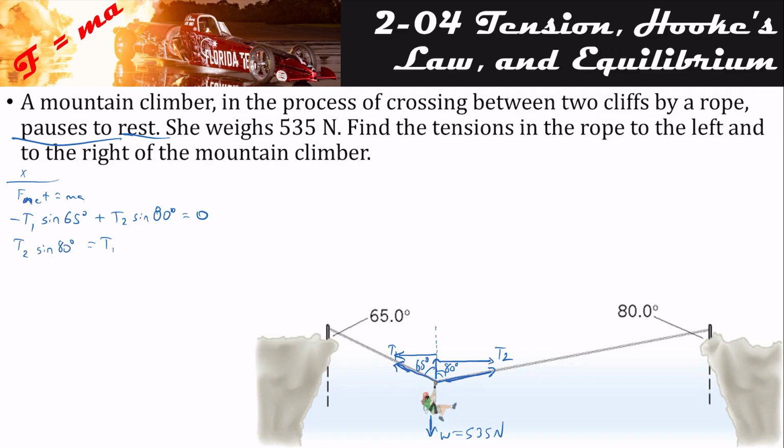Let's add the T1 sine 65 to the other side, and then divide by the sine of 80. So T2 is 0.9203 times T1.